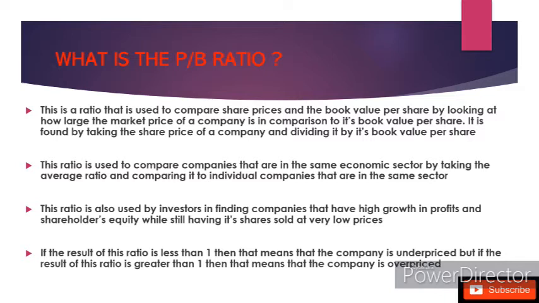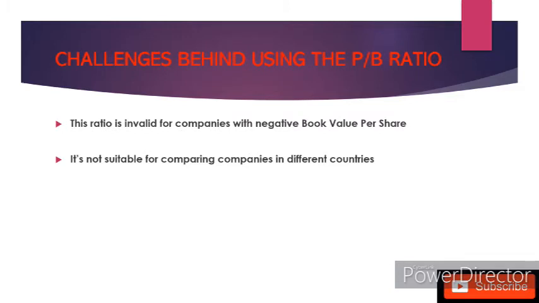So most investors decided to stick with a general rule of 3. The P/B ratio should be somewhat around 3. Anything greater than 3 is overpriced, anything less than 3 is underpriced, and anything equal or approximately equal to 3 is the fair price. So, challenges behind using the P/B ratio.